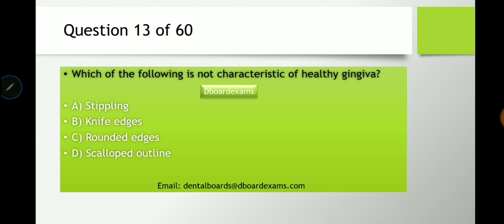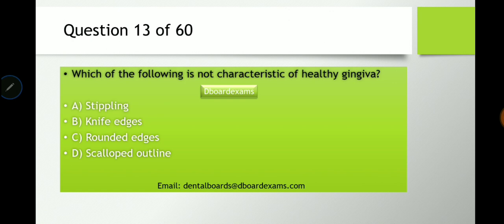So question 13, which of the following is not characteristic of a healthy gingiva? So you have to know, if you're going into periodontics as a dentist, you have to know what's healthy, what's diseased, okay? If somebody says, oh doc, my gingiva doesn't look healthy, you have to look for certain features of healthy gingiva for you to tell the patient whether they have gingivitis, periodontitis, okay? So A, is it stippling? That is a characteristic. Is it a knife edge? Rounded edges? Is it scalloped outline?